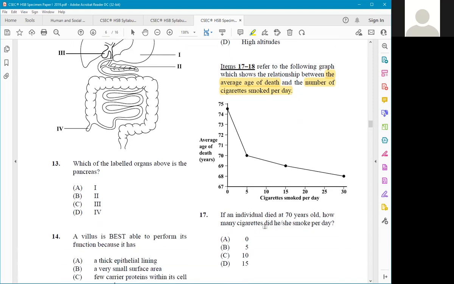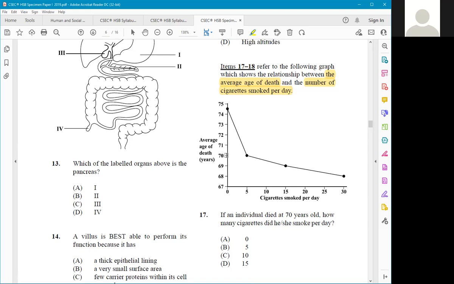Now, if an individual died at 70 years old, how many packs of cigarettes did he smoke per day? Okay, so let's go for 70. 70 is across here. I can't draw the line on it. It won't let me draw. This does behave like a real gremlin sometimes, you know.